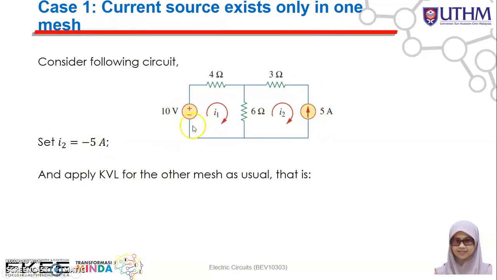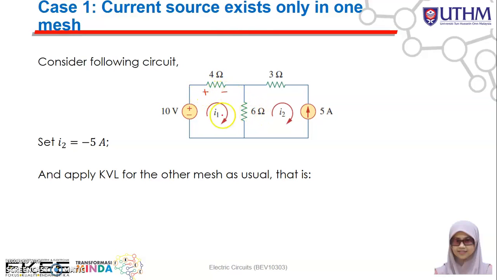Once you have this, you can apply your Kirchhoff voltage law for the other mesh, which is mesh number 1, as usual. You start from this point, where you have a negative polarity, and current flows clockwise. You need to assign the polarity for each of the elements first. For the passive element, when you have a current, the current flows from the higher potential to the lower potential, so that's why you have positive, negative.